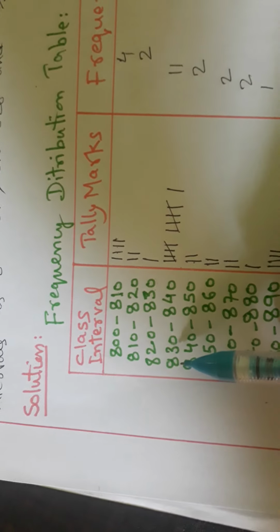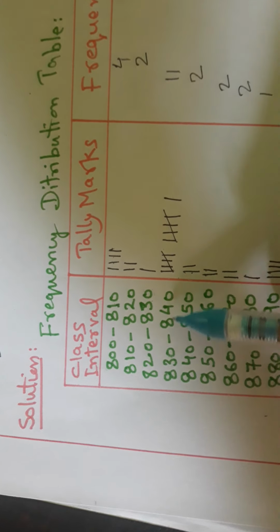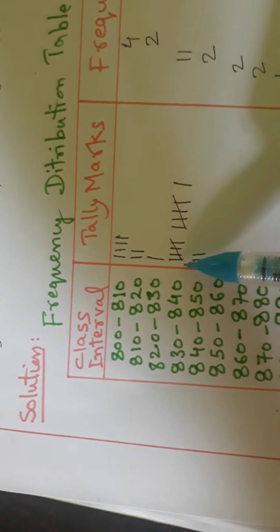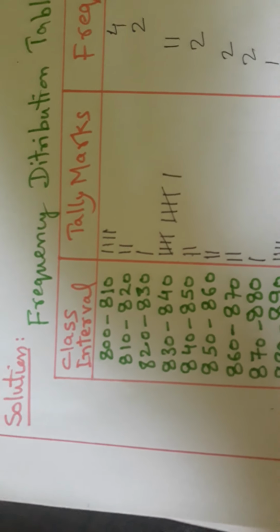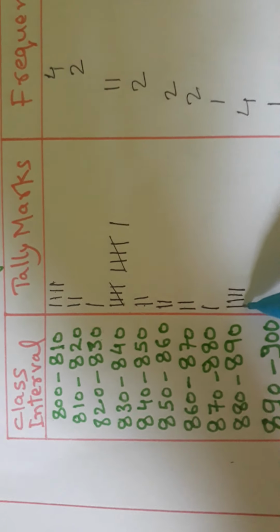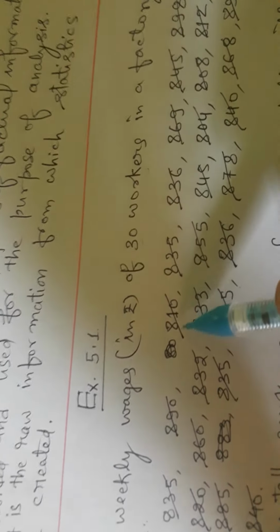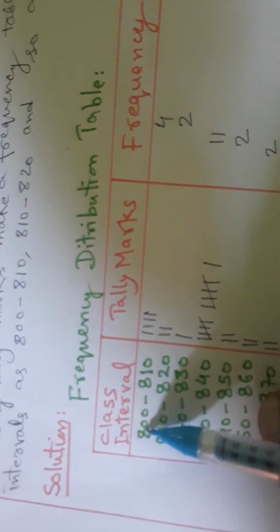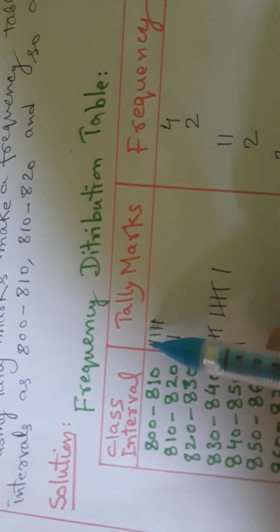Next is 835. It lies between 830 and 840, so one tally here. Next is 890, which is here also, here also, both upper one, so you write here. Okay, then next is 810. It is in this class interval, so you draw here.